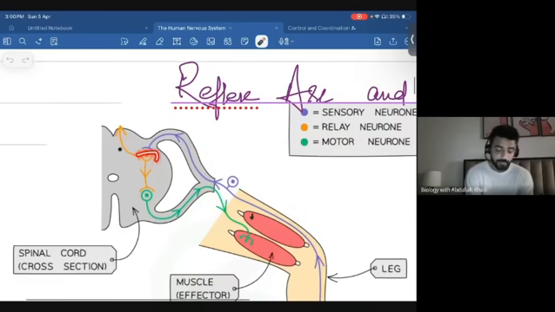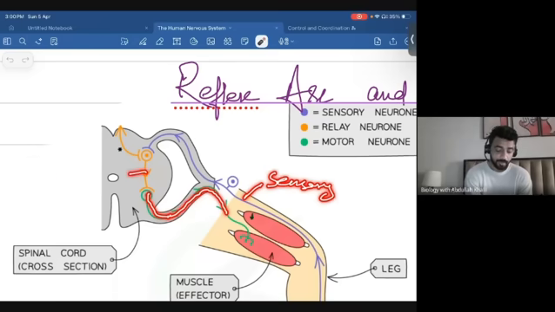This orange one is the relay neuron, or the intermediate neuron, which is present within the central nervous system. It takes the impulses from the sensory neuron and then communicates these impulses to the motor neuron. The green one is the motor neuron. This one is the sensory neuron, this one is the relay neuron, and the final one, which is taking the message to the effector, is the motor neuron. This is the effector in this case.